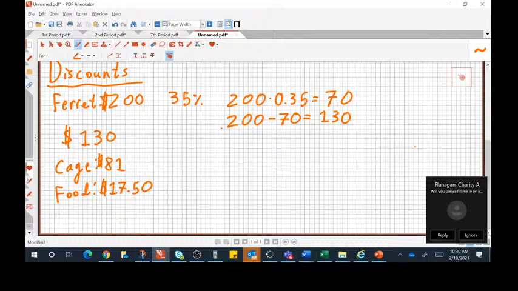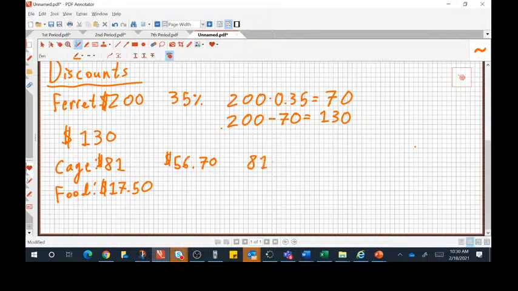Okay. Let's see what's going on here, guys. Lucy, how much are you going to have to wind up paying for that cage? It's going to be $56.70. And how did you get that? I did 81 times 0.35. And what does that give you? 24.3. And what'd you do with that? You do 81 minus. Yeah, you take it away there. And similarly, you would do the same thing for food. What did you get for the food? Sorry, guys, I want to hear. Lucy? I didn't do the food.